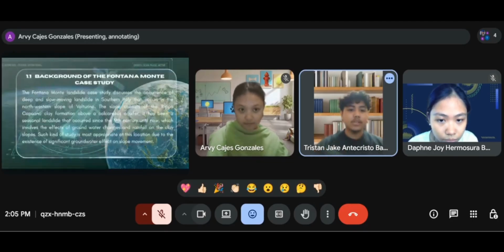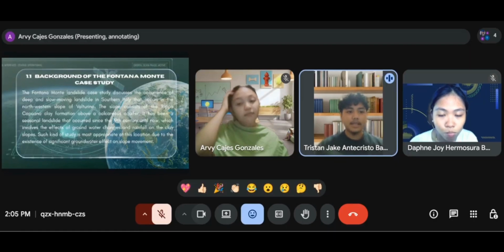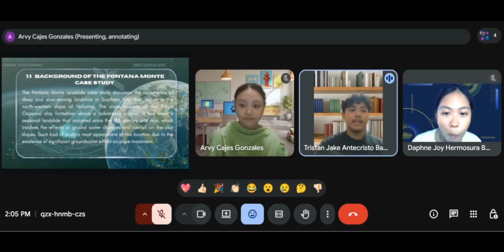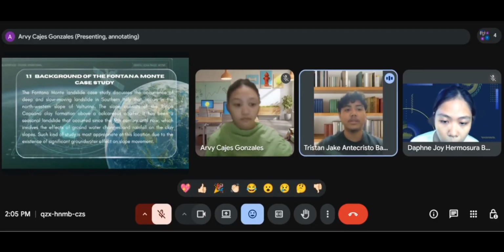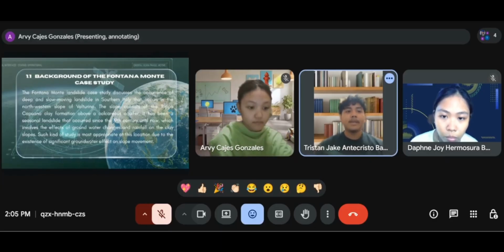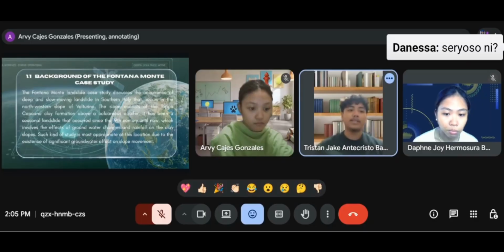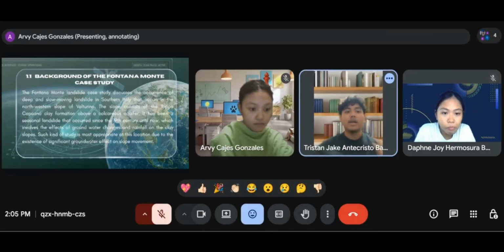First of all is the background of the Fontana Monte case study. The Fontana Monte case study focuses on a large, slow-moving, and deep-seated landslide located on the northwestern slope of Volturino in southern Italy. The slope is primarily composed of highly plastic, fissured clay belonging to the Toppo Capuana or TPC formation and is underlain by calcareous rock layers containing a groundwater aquifer.